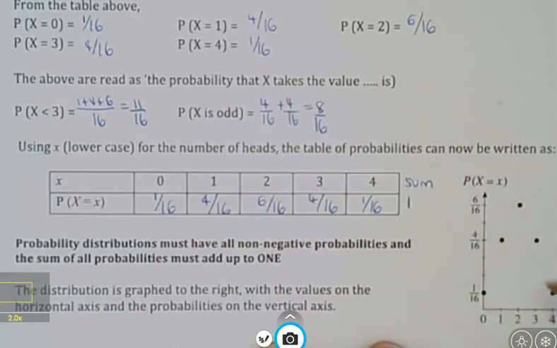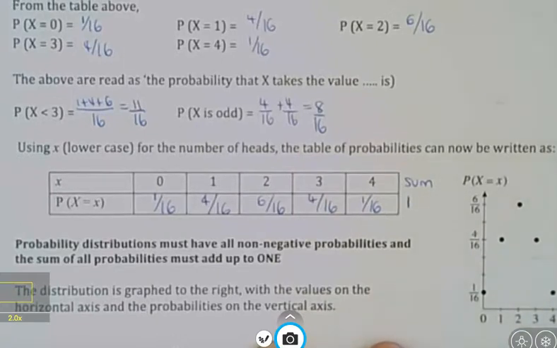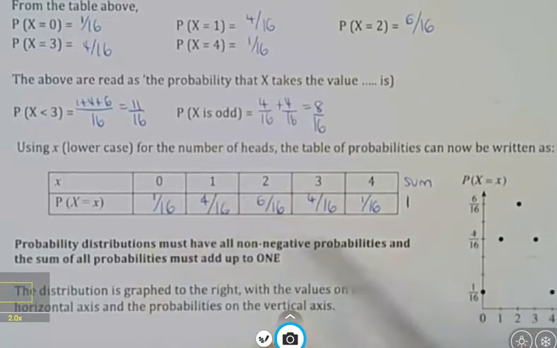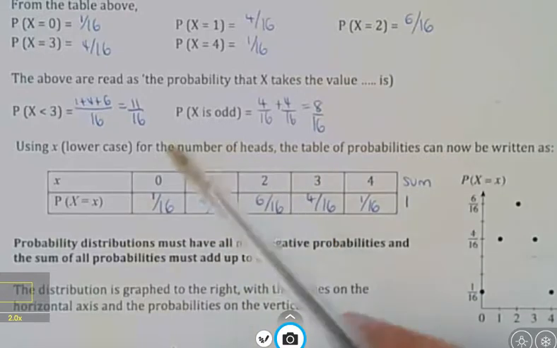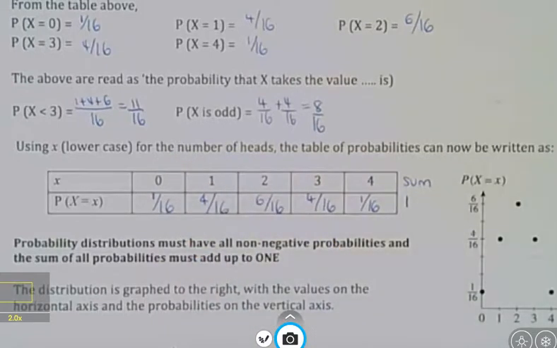Notice in this case, it's symmetrical. When x is 0, its probability is 1 on 16. When x is 1, its probability is 4 on 16. It's just like plotting a set of x, y points, the x value and the y value, on a grid. So it can be graphed as well.